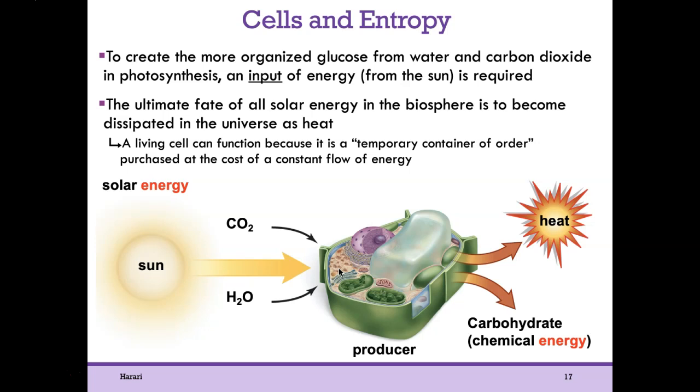So again, this raises the question: how can a cell maintain so much organization, right? Because organisms are so highly organized, it seems like they defy the second law of thermodynamics. But a living cell can function because it is a temporary container of order purchased at the cost of a constant flow of energy. In other words, if we have a constant stream of incoming energy from the sun, that will allow organisms to maintain their organization and stay alive using the information in their DNA.